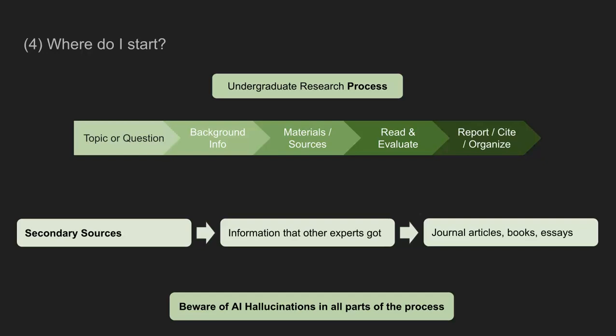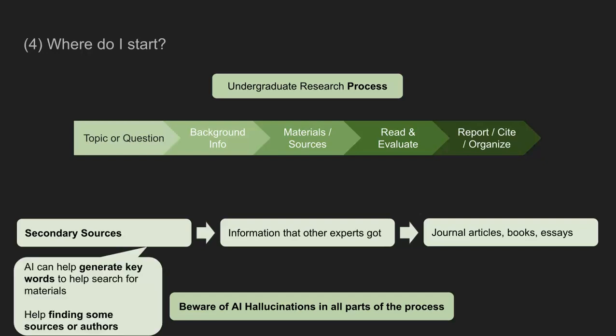So then, well, how can I use AI for it then? Logical question, right? You can use AI to help you generate keywords to help you search for materials. So this is a place where AI can ethically help you find stuff, right? So they can help you find some sources or authors. Now be careful, because it can hallucinate and create sources and authors because it just wants to give you an answer, right? So it can end up creating these sources versus them actually being real ones. So you need to check to see if they exist. Okay, but it can definitely help you generate keywords.